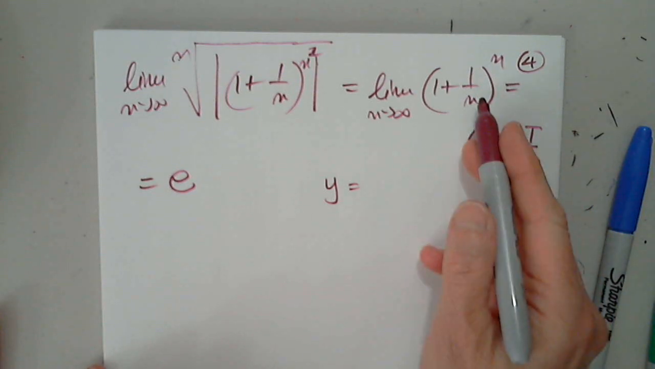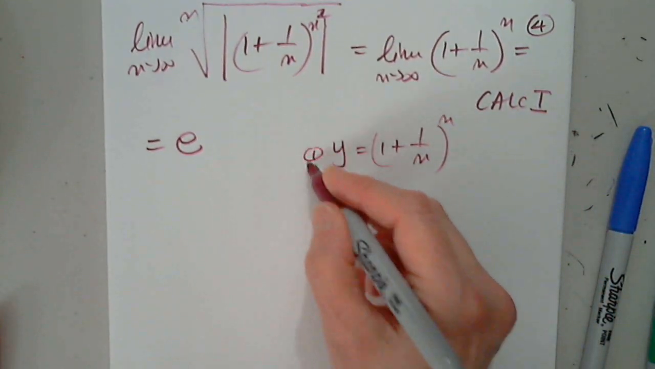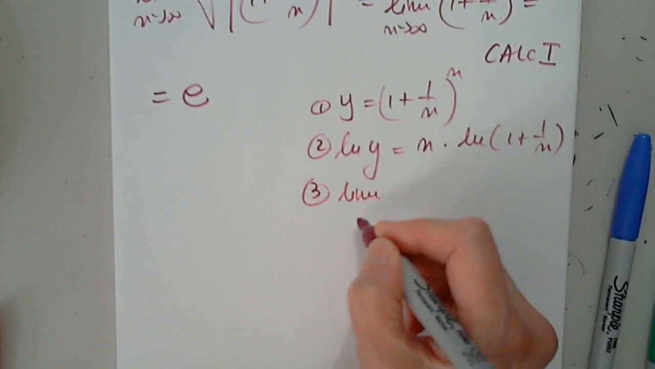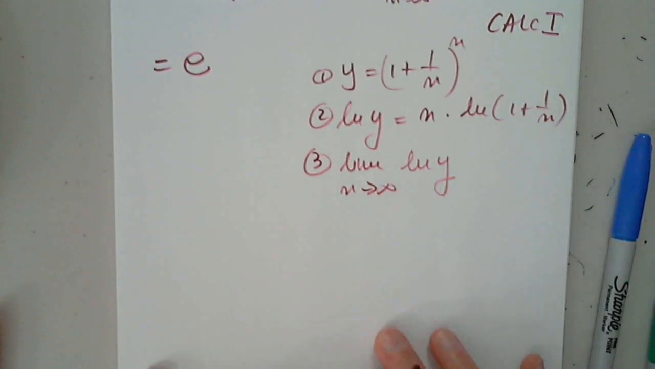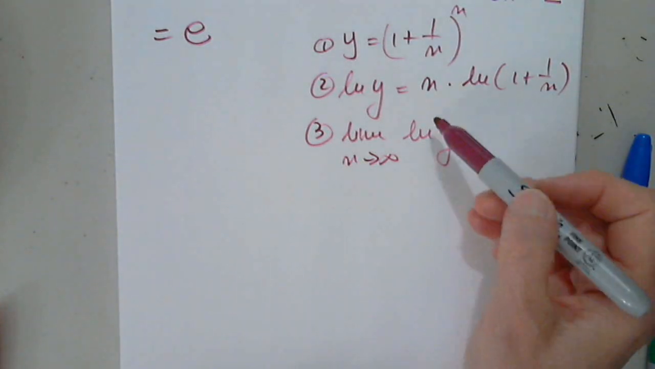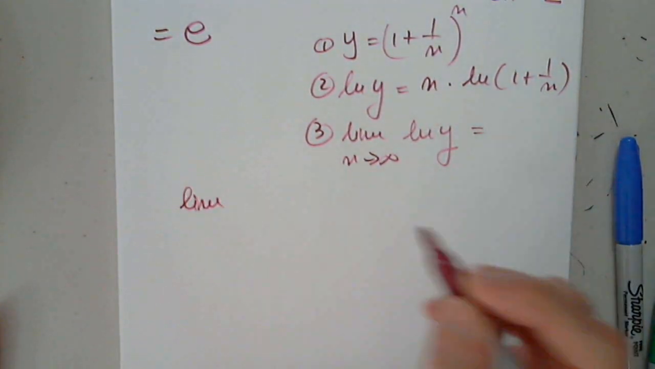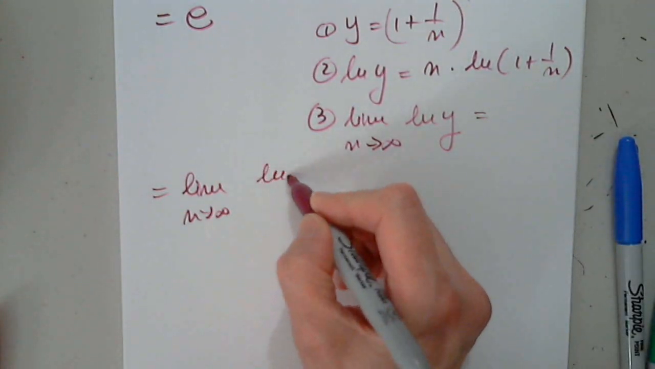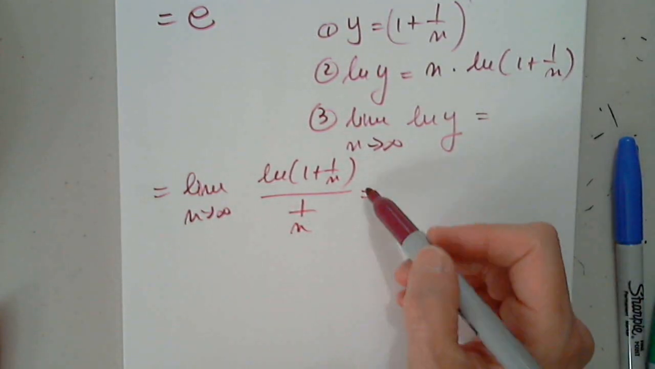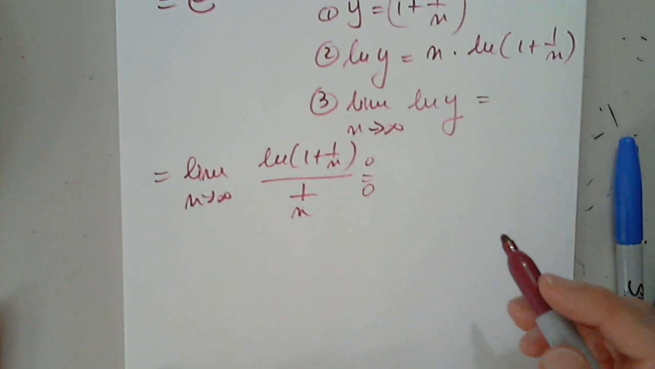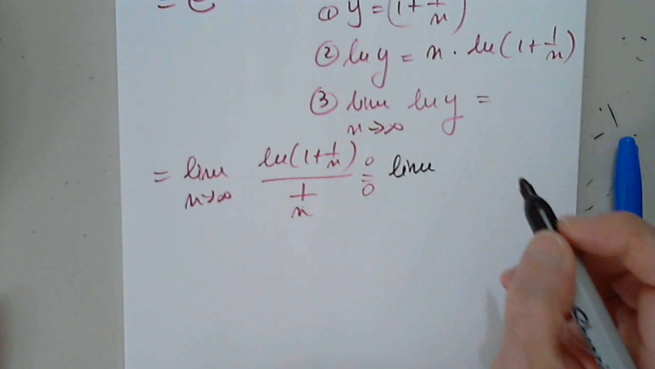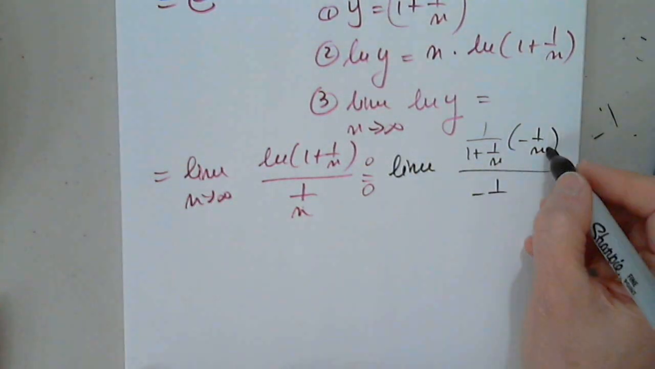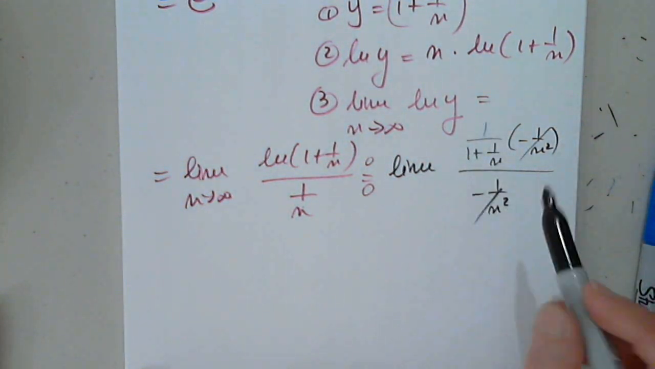So first you have to denote this function by y. Then in step 2, you have to apply natural log to both sides. In step 3, we find the limit as n approaches infinity of the natural log of y. Okay, so you apply the limit here as well, as n approaches infinity. And we will rewrite it as natural log of (1 plus 1 over n) over 1 over n. So it's 0 over 0, and we can use L'Hopital's rule. The numerator differentiated will be 1 over (1 plus 1 over n) times negative 1 over n squared, and the denominator is negative 1 over n squared. So then this limit is 1.